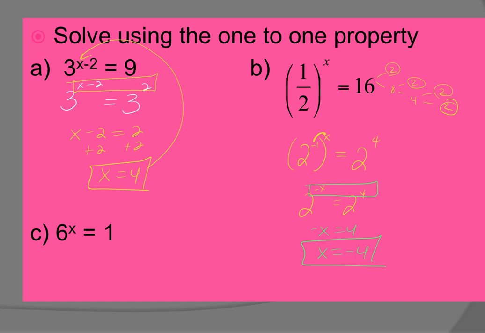Questions on that one? All right, and then what am I going to do with C? 6 to what power gives you 1? 0. There's no way to break down 6 so that it has a base of 1. That's, again, one of those that you just have to memorize. Questions on any of that?